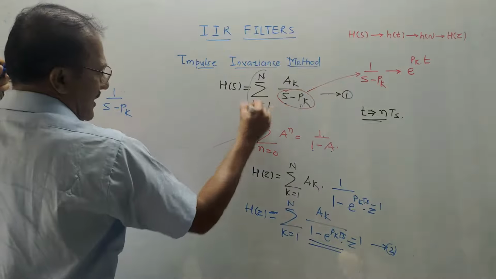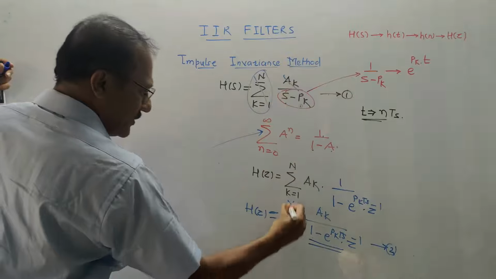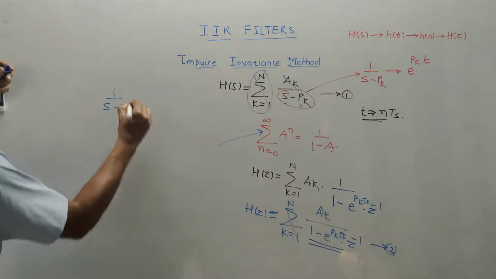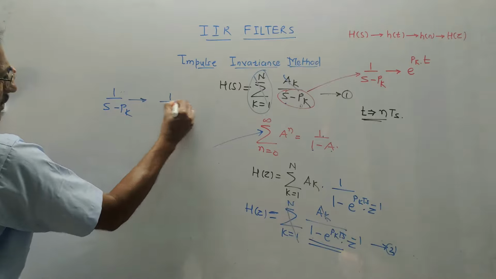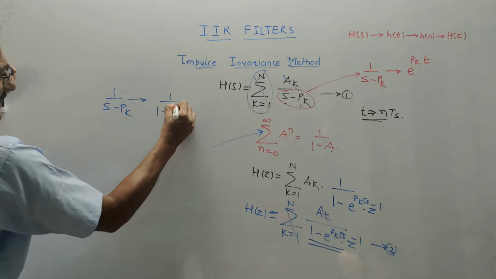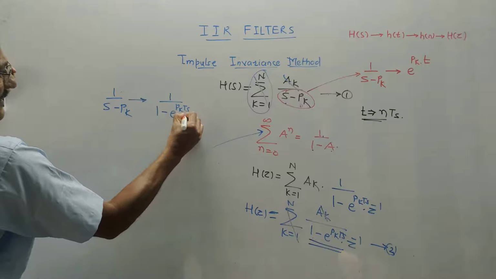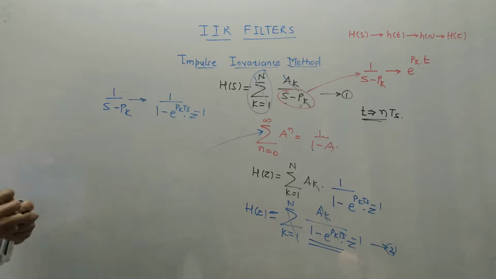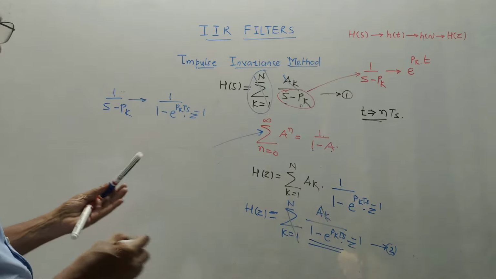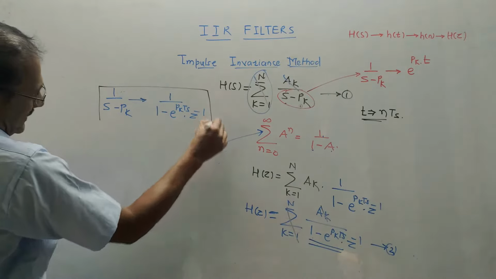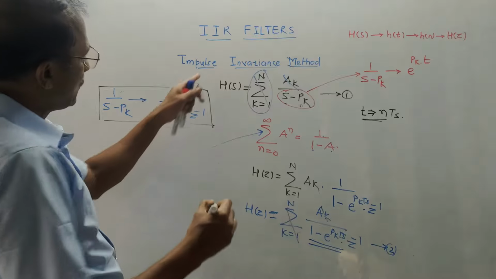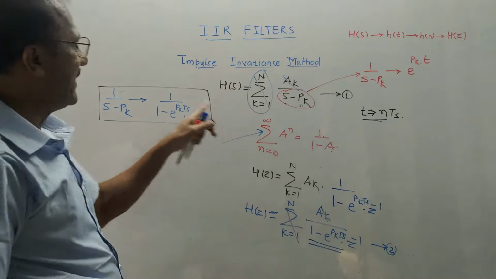See, this summation and ak is common in both the things, so I am not considering it. 1 upon s minus pk, if you transform to the value 1 upon 1 minus e raised to pk ts into z raised to minus 1, then analog filters can be converted into digital filters. So this is the formula which is used in case of impulse invariance method.